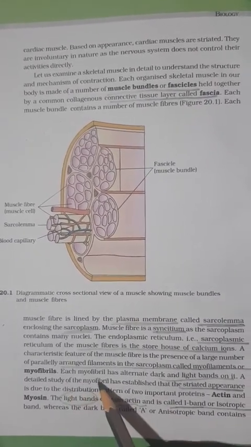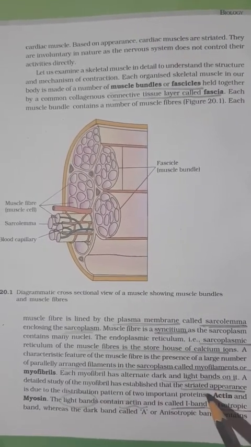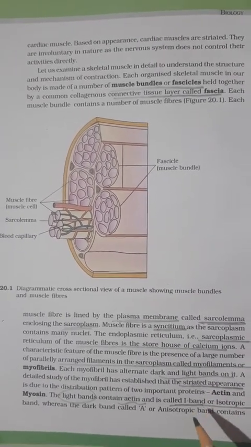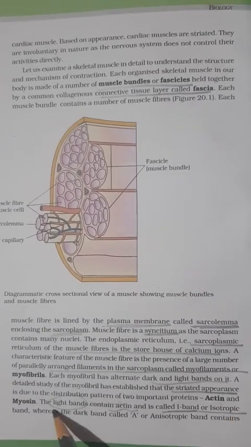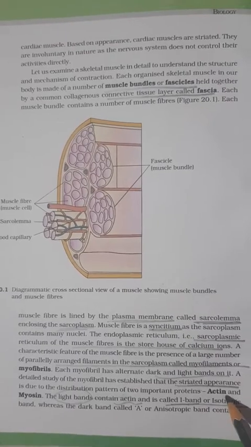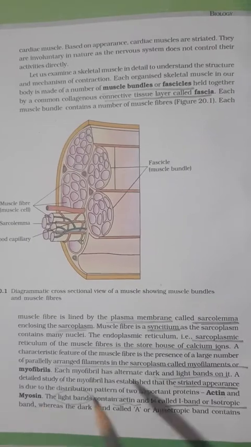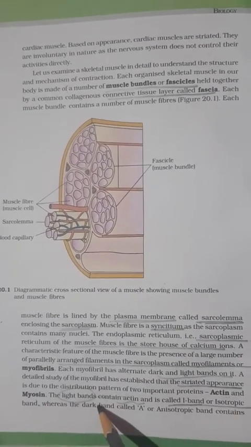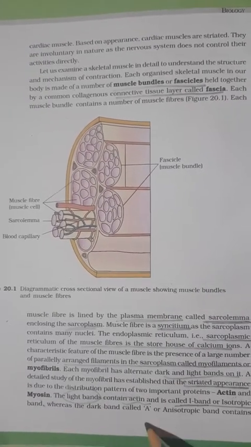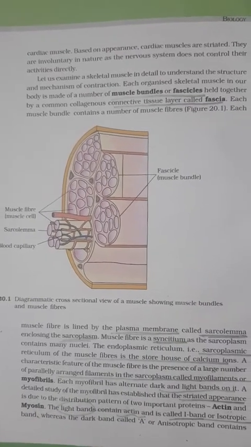Each myofibril can have dark as well as light bands. Because of this, children, the striated appearance is seen. Now, let us see what these dark and light bands are. Actin and myosin are two important muscle proteins. Actin forms the thin filament and myosin forms the thick filament. So, we can say that actin forms the light band, which is called the I band or isotropic band, whereas the opposite of it is the A band or anisotropic band, that is myosin, which is forming the thick or dark band.